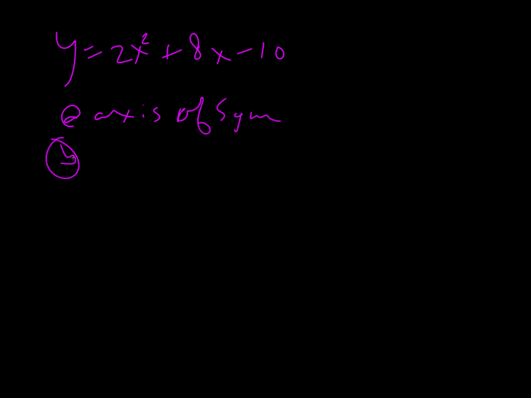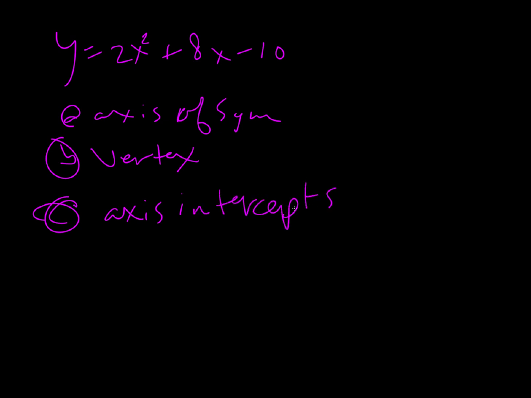So it says to consider the function 2x squared plus 8x minus 10, and it wants us to find the axis of symmetry. And then it also wants us to find the vertex, axis intercepts, and then to sketch.